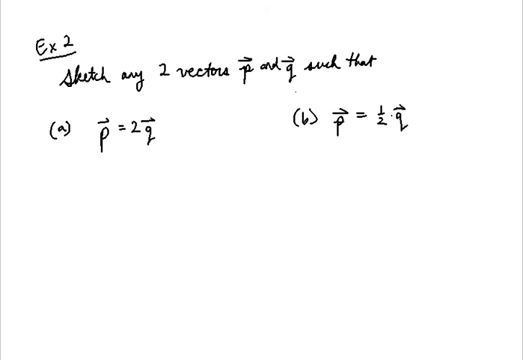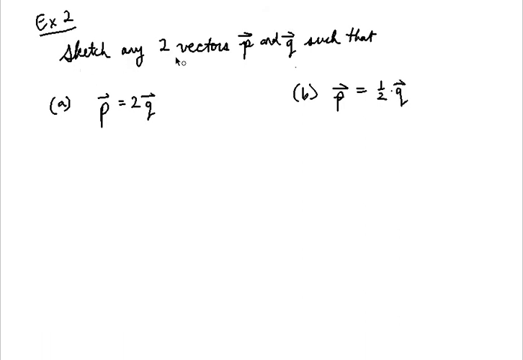All right, let's do one more example. Sketch any two vectors p and q such that p is twice the length of q, twice the value of the components of q. Let's start by defining what q would be. Let's say q is this. Now, what would be 2q? Very easy. I would be putting them in a row. So there's q, and there's q, and my final vector would be p.